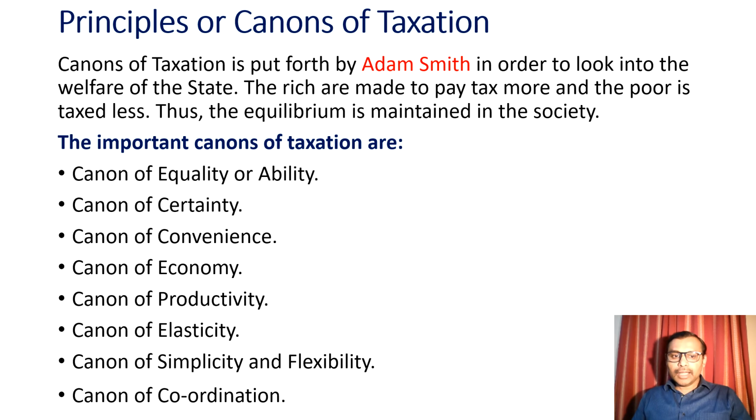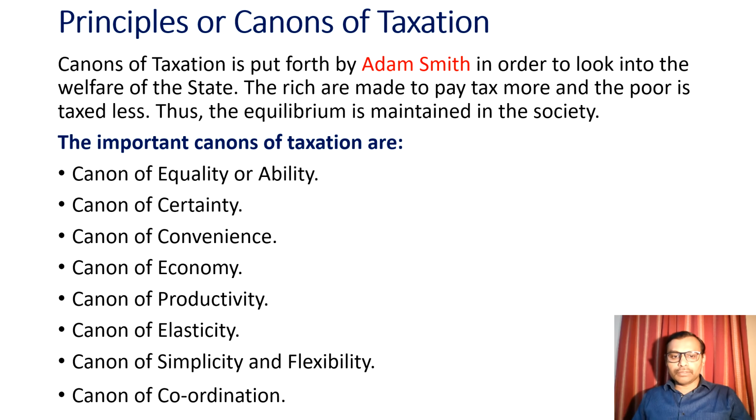And the next is the canon of certainty. Coming to the canon of certainty, the taxpayer should know how much, when and how to pay the tax. They should know about that, and there should be no confusion of charges. They should clearly know what is happening, how much they are collecting. For example, income tax deducted at source, that is TDS. It is fixed and known in advance. Everyone knows how much TDS is going for my income.